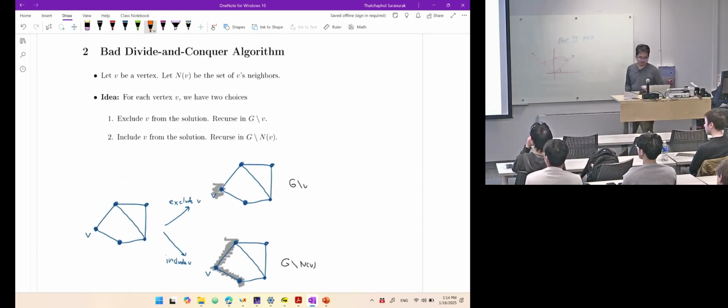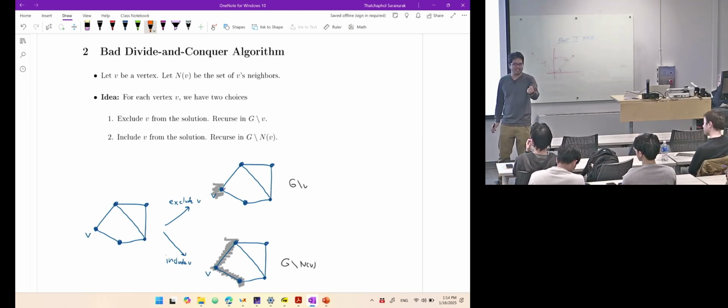Okay. So let's try one bad algorithm that will give 2 to the n, and then we improve it to be better than 2 to the n. So the idea is this. Suppose I fix one node v. Then there are just two choices about v. Either it's inside the set or it's outside. Suppose that we guess that it's not in the optimal solution. So just exclude it from the graph.